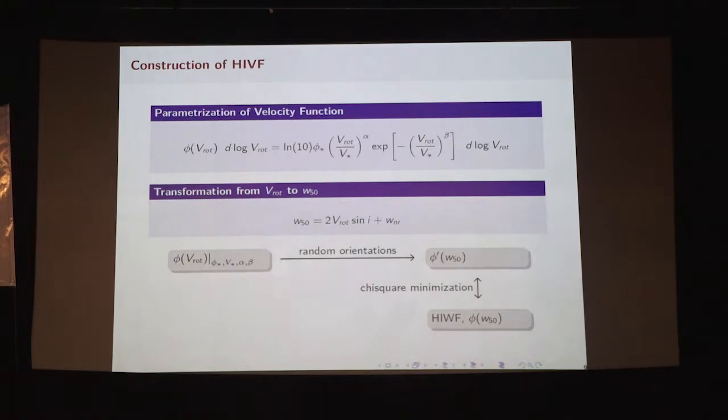And what we will do, we will scan the parameter space and pick a set of parameters. We will give random orientations to those, and we will estimate the distribution of W50, and we will compare this with our actual H1 width function, and using chi-square minimization, we will get the best fit parameters, which will give us the H1 velocity function.